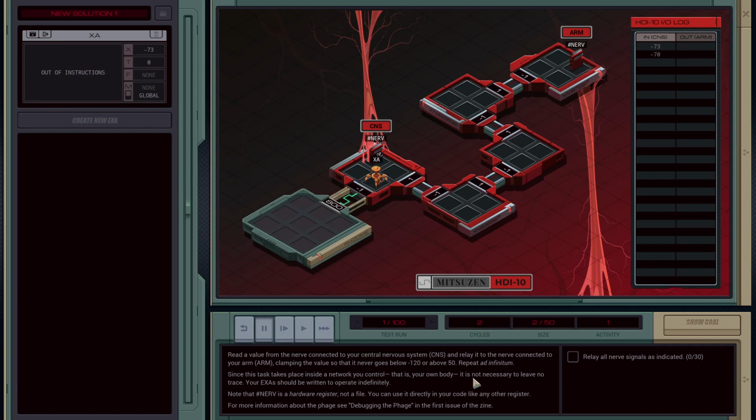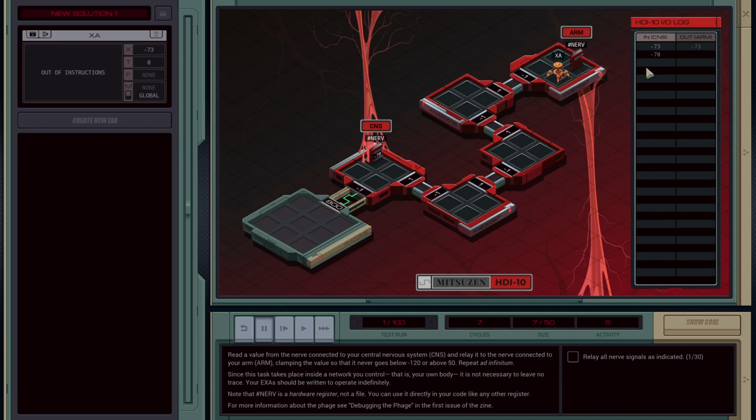Because I just don't understand the clamp. Clamping the values that never goes below negative 120 or above 50. So if the value is in between, that's fine. I just... So do I just say link one a few times? I feel like I have to do it like four times. And then copy X to nerve, is that?